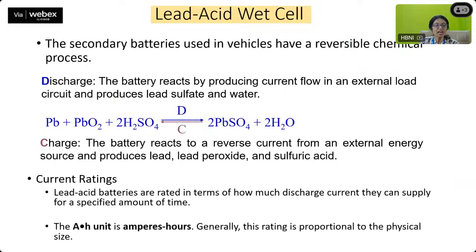If you look into the reaction during discharge, what is happening? Lead and lead peroxide along with sulfuric acid give rise to lead sulfate and water. As the cell gets discharged, more and more water is generated. When you charge the cell, this lead sulfate and water react back to form lead peroxide and sulfuric acid. The current rating is how much discharge current they can supply for a specified amount of time, and the unit is generally ampere hours.